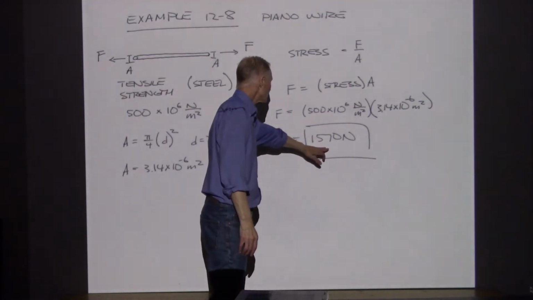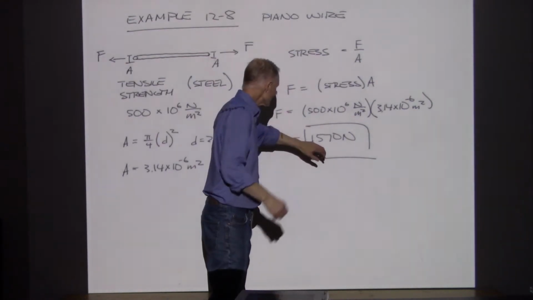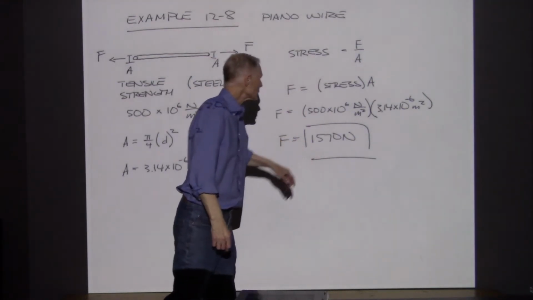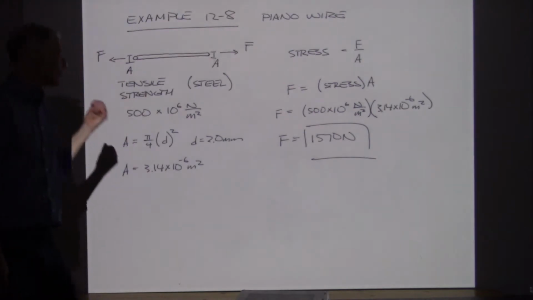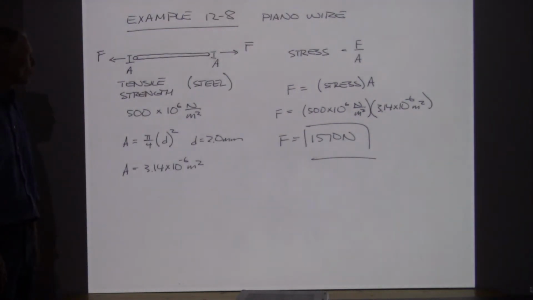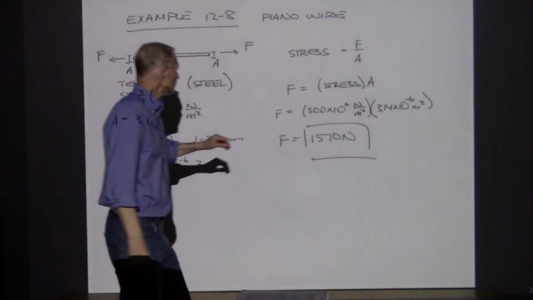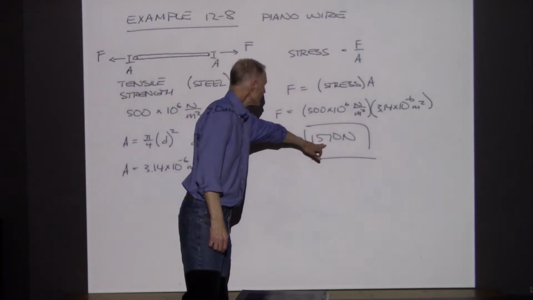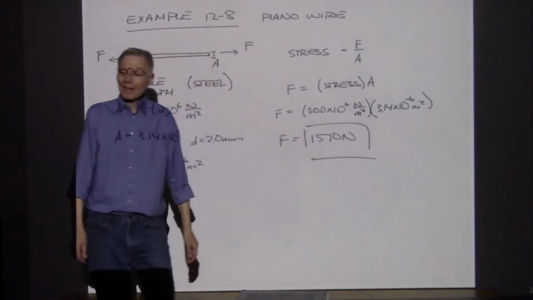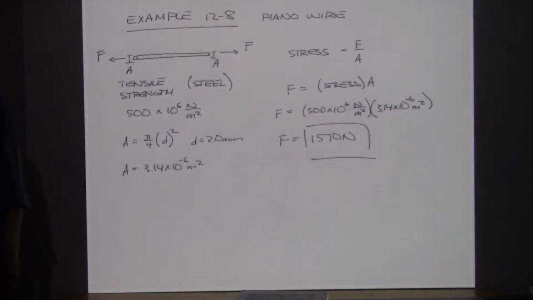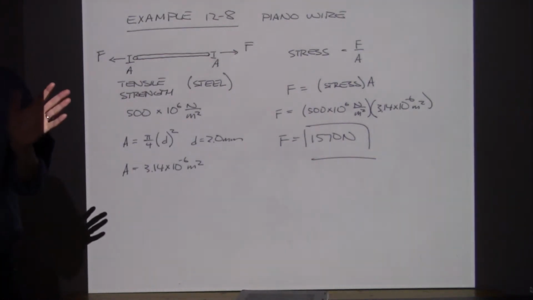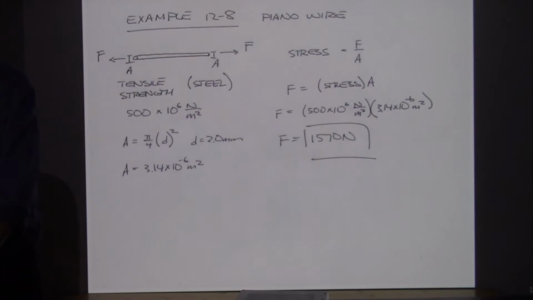You have to stop, work around that fracture, I guess. And I think piano notes have multiple wires for each. Anyway, I digress. So this is 1570 newtons. That's, once we tighten it to 1570 newtons, sproing, the wire's going to snap.